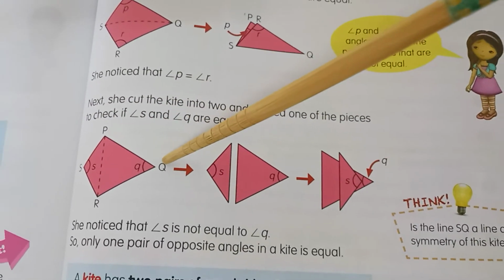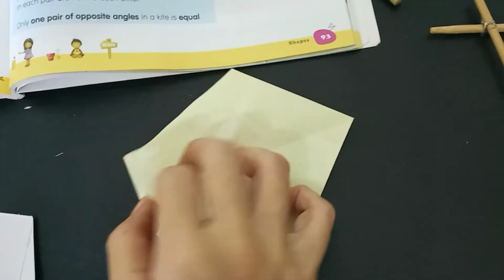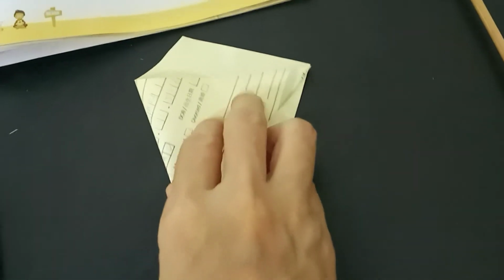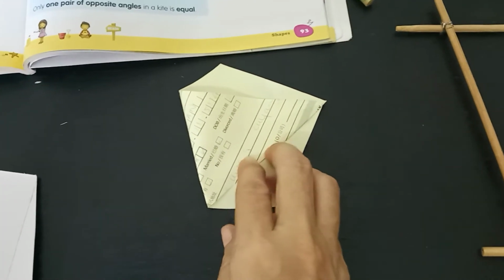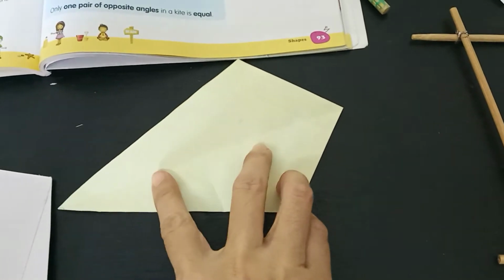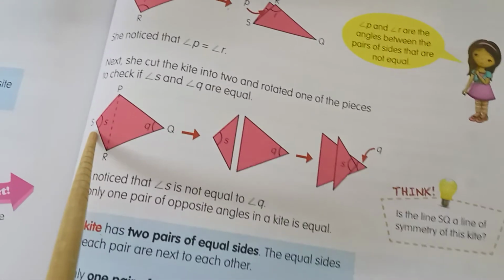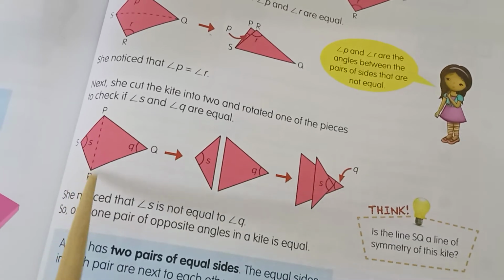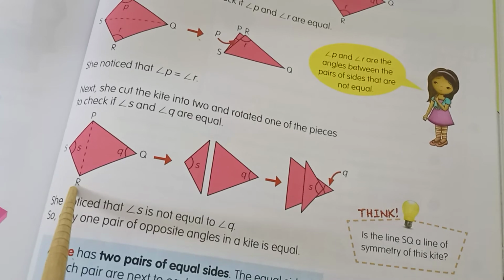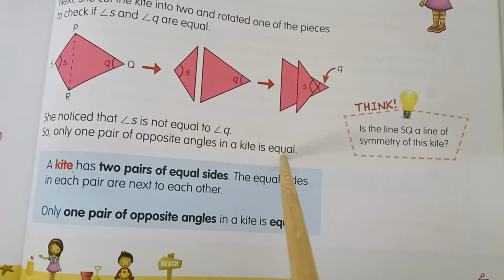So she didn't actually have to do that, does she? Yeah, basically we just fold it across, and then we can see that it's not the same, isn't it? Yeah, no matter how your kite is shaped, it's not. Okay, so she noticed that angle S here is not equal to angle Q. So only one set of opposite angles being the same. Okay, only one pair of opposite angles in a kite is equal.